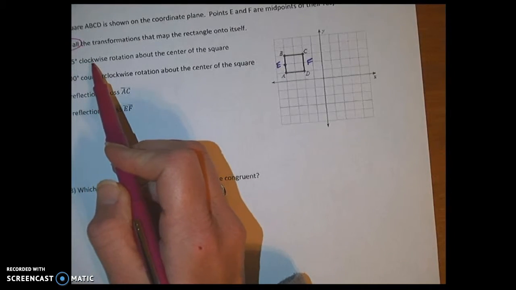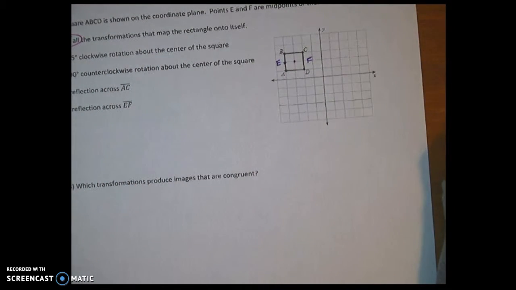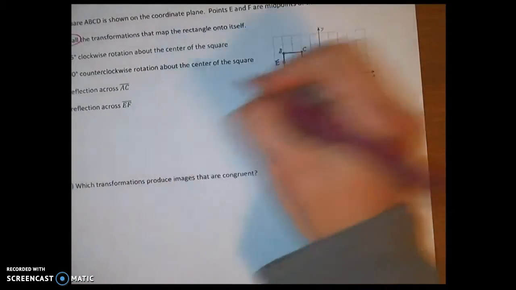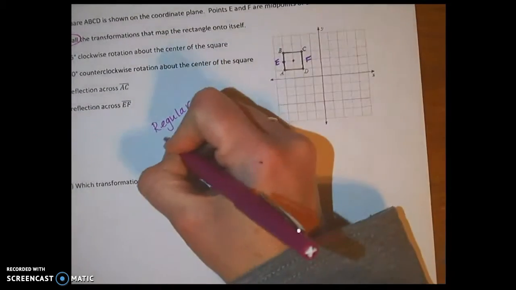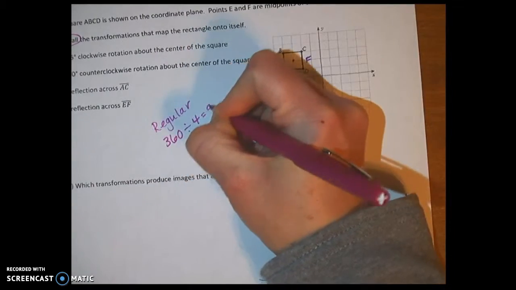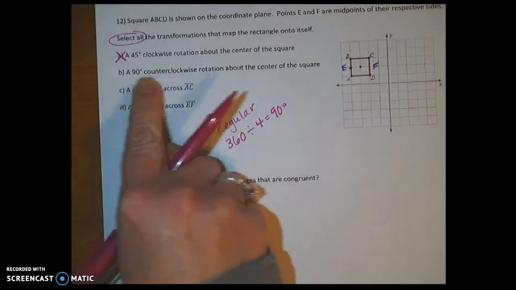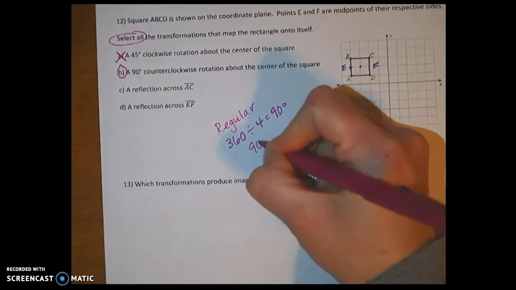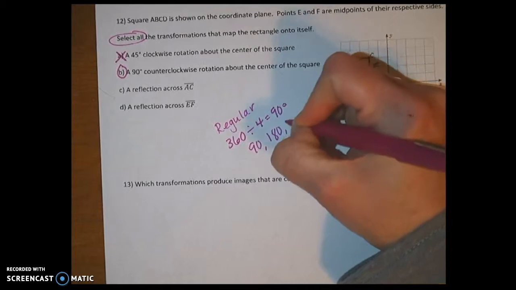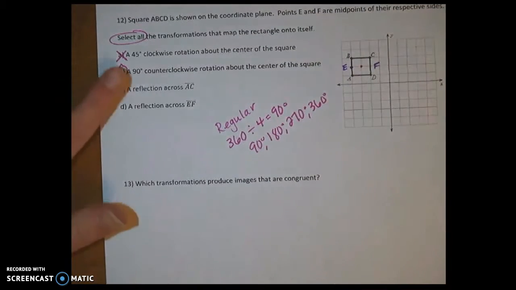If I look at this particular question, it says a 45-degree clockwise rotation about the center. So if we take this and rotate it 45 degrees. Now remember, this is a square. It is a regular figure. Because it's regular, we take 360 and divide it by 4, and that gives us 90 degrees. So it cannot be 45 degrees. A 90-degree clockwise rotation around the center? Yes, that is 90. Remember, our multiples would be 90. 90 times 2 is 180, times 3 is 270, and then obviously 360. So those are the only rotations it can be.